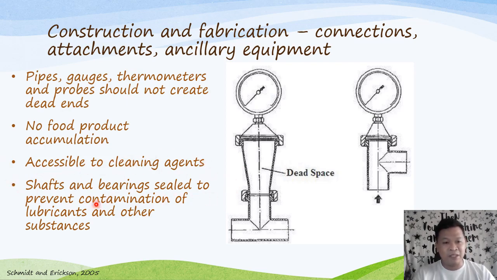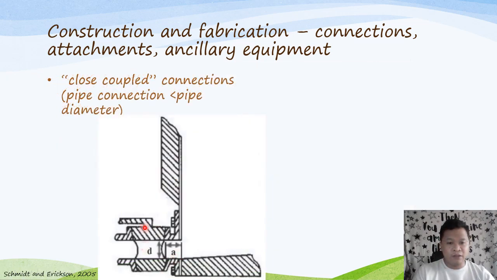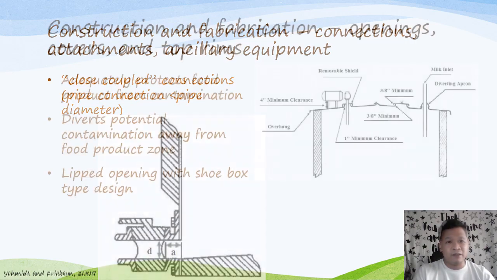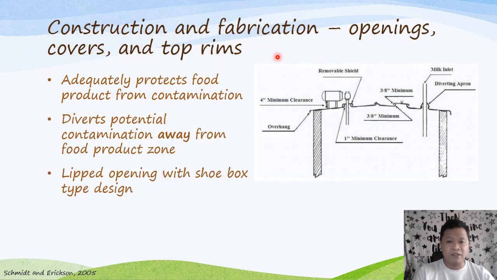And if you have shafts and bearings, they should be sealed to prevent contamination of lubricants getting into the food. Although there are food grade lubricants, but of course prevention is much better. For other joints, when coupling pipes, it should be close coupled, or the pipe connection length should be less than the pipe diameter. When it comes to openings and covers and the top rims, we want to make sure that there is adequate protection from outside contamination and diverts potential contamination away from the food products and not towards it.